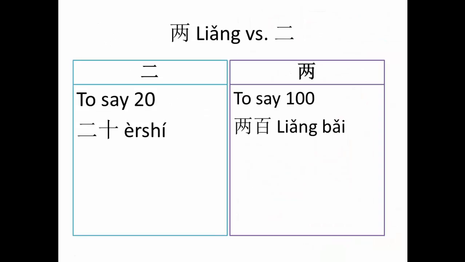If you're curious, you won't have to know this for this unit, but other places where we use er versus liang. To say 20, we use er shi, right? But to say 200, we usually use liang bai, like 200.